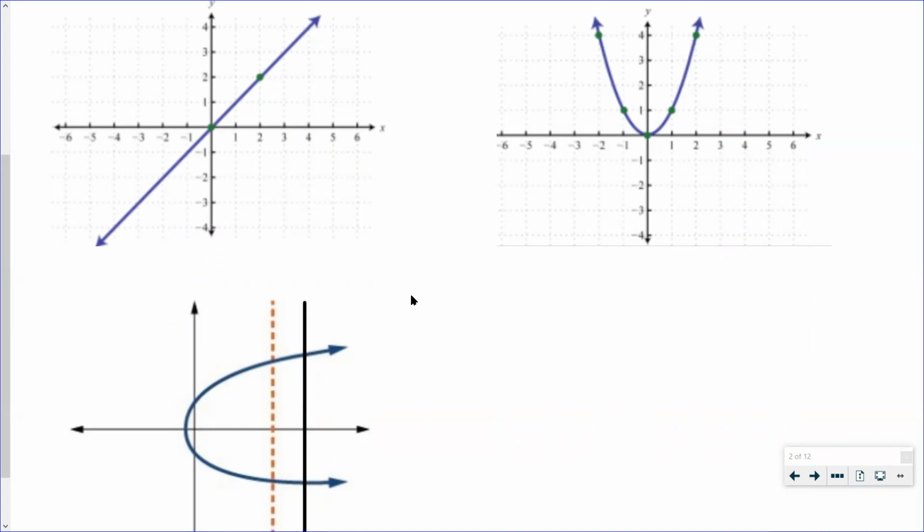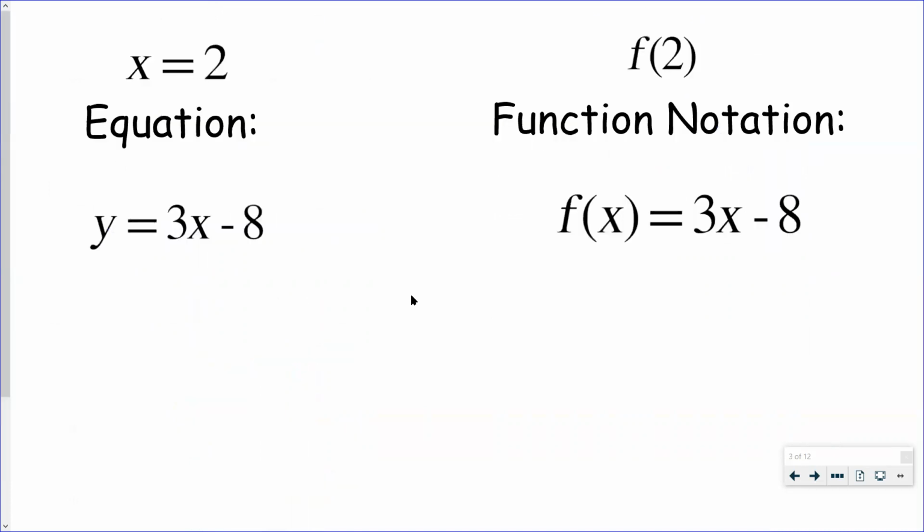Now the next part we're going to look at is what's called function notation. Now you see two different things up here. We have an equation and we have function notation. This is going to be a little bit new for you guys. So this is an equation, y equals 3x minus 8. Yes, we're seeing two variables in here. But what we can do is we can kind of cover up the y equals, and we have 3x minus 8. You guys should be familiar with that.